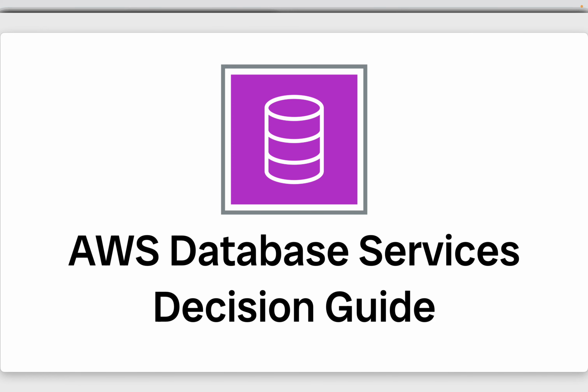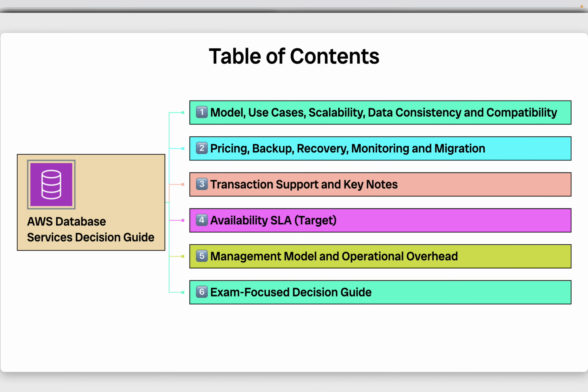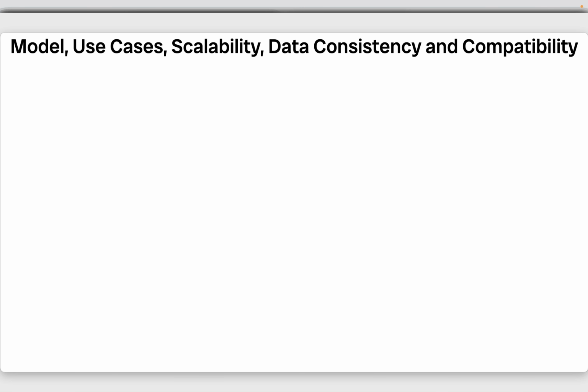This lecture will contain all these topics: database model, use cases, scalability, data consistency and compatibility, pricing, backup, recovery, monitoring and migration, transaction support and key notes, availability SLA, management model and operational overhead, and an exam focused decision guide. So the first set of parameters are database model, use cases, scalability, data consistency and compatibility.